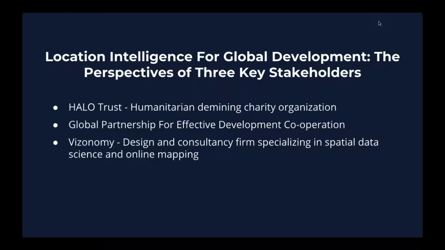So to show you what this actually looks like, today we have 3 different stakeholders who are playing crucial roles in this mission to achieve the SDGs. We have Halo Trust, which is a humanitarian demining charity organization. The Global Partnership for Effective Development Cooperation, which works in the United Nations under the UNDP, and Visonomy, which is a private company and design and consultancy firm specializing in spatial data science and online mapping.